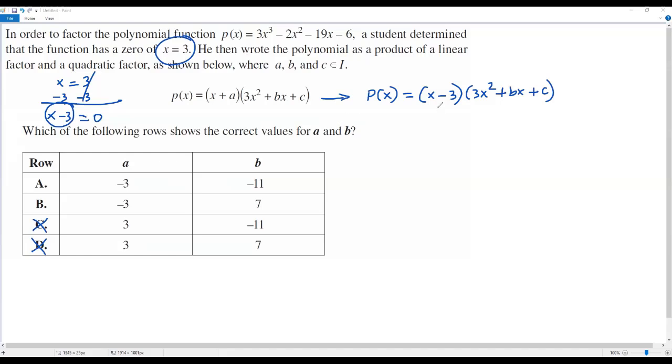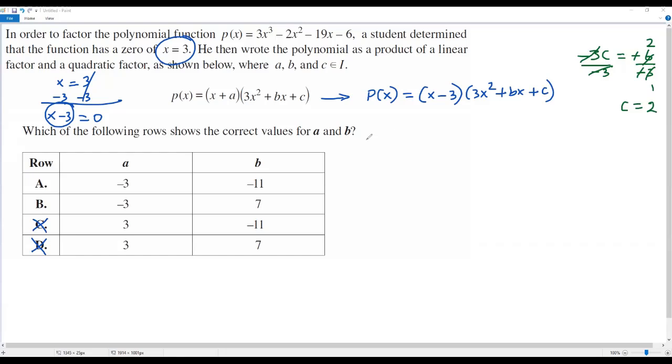Now here we have the factored form of the polynomial. When I multiply the constant term of the first factor, negative 3, and the constant term of the second factor, positive c, I'll be getting negative 3c. So this negative 3c must be equal to the constant term in the given polynomial, that is negative 6. So negative 3c equals negative 6. To solve for c, I have to divide both sides by negative 3. The negatives cancel out. 3 goes into 3 one time, 3 goes into 6 twice. So I get c equals 2.